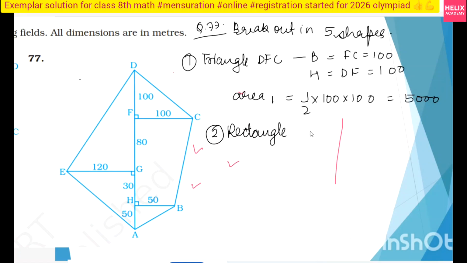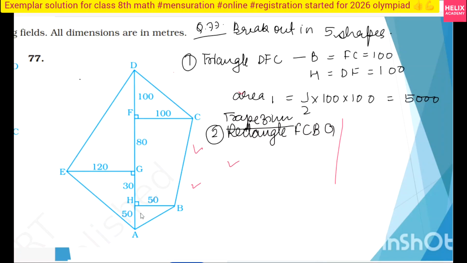and the rectangle is what? FCBG. Okay, FCBH. Okay, so you will do according to that only. This is your trapezium. So we have two parallel sides and two non-parallel sides, right? Is this okay? This is not a rectangle, sorry, this is a trapezium.